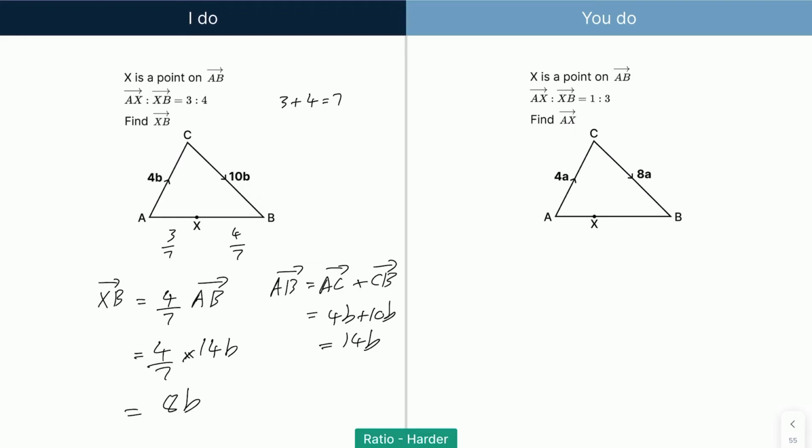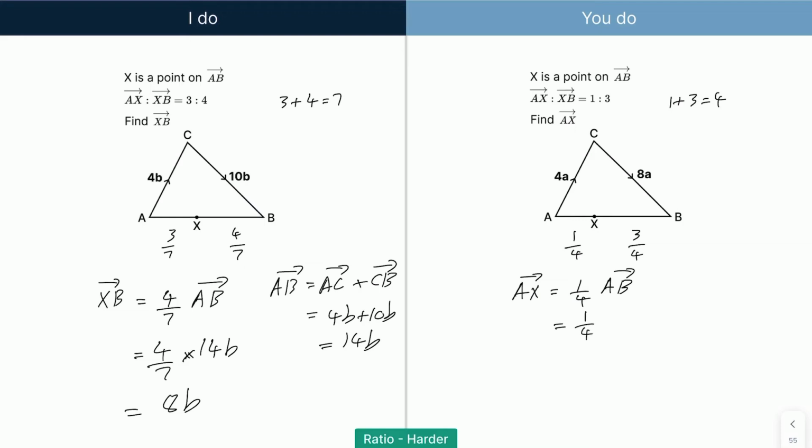So hopefully you've pressed pause and had a go at the example on the right. So the total here for the ratios is going to be 4. I'm going to label that on, turn that into a fraction by dividing it by the total. The question is saying, well, what is A to X? Okay, so we know A to X is going to be 1/4 of the full length. So that's 1/4 times AB.